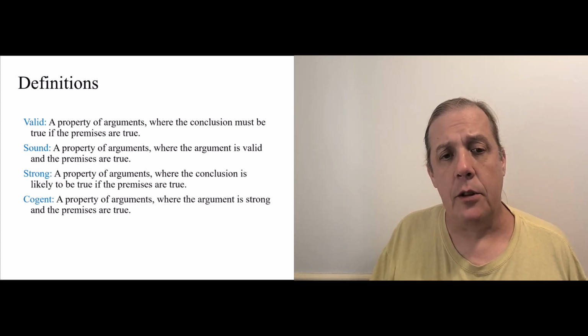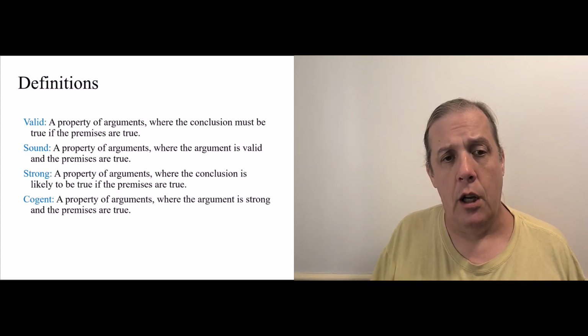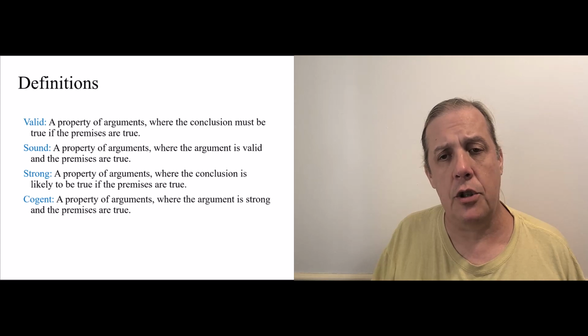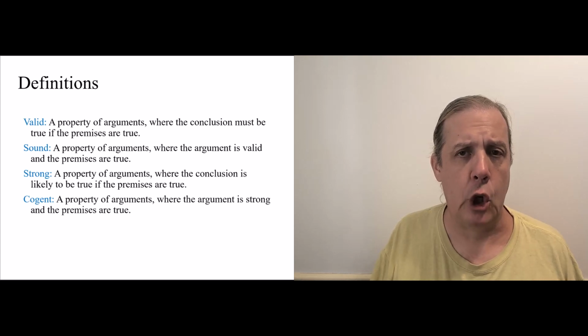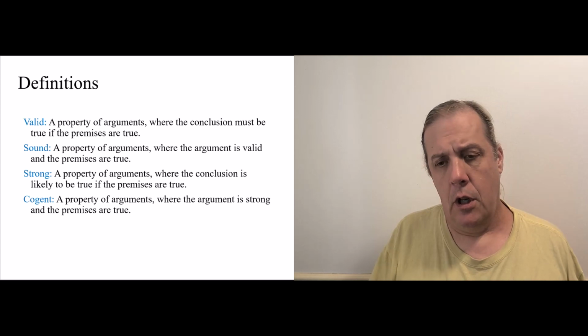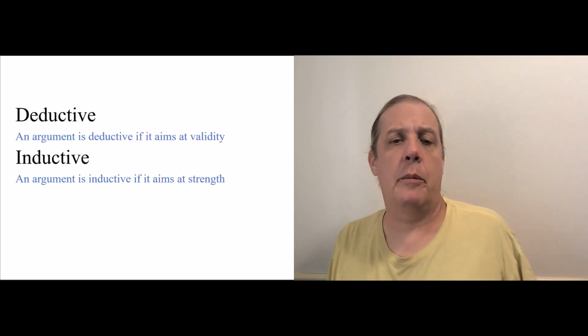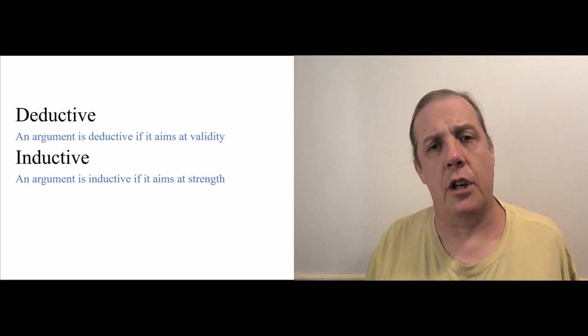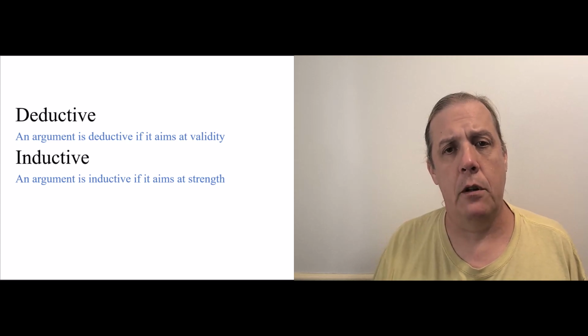Most of the time, as I said in the previous class, arguments aren't valid. They are merely strong. And we say that an argument is strong if the premises, were they true, would make the conclusion likely to be true. Strong is a property of inferences. Inferences are strong if they are good enough. So, inductive arguments are arguments that are just trying to be strong. The inference is just supposed to be good enough.